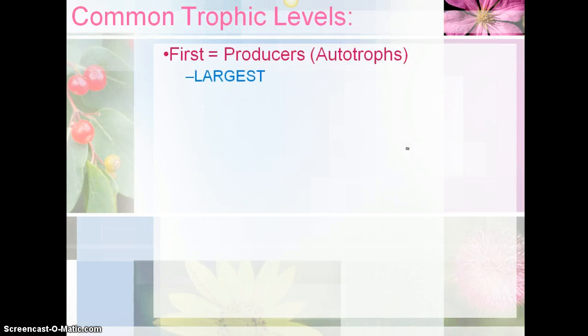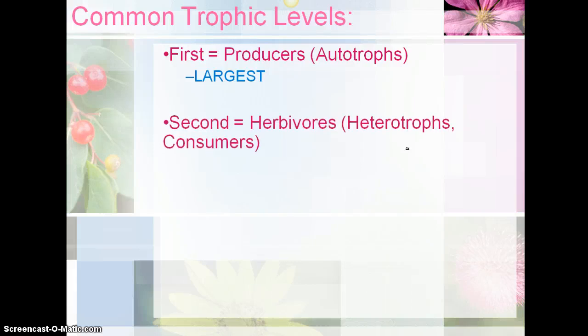So if you look on your notes packet, we're just going to give some names of these and kind of define what they are. Autotrophs make their own food. It is the largest category. And if you need to put a definition in for autotrophs, they make their own food.